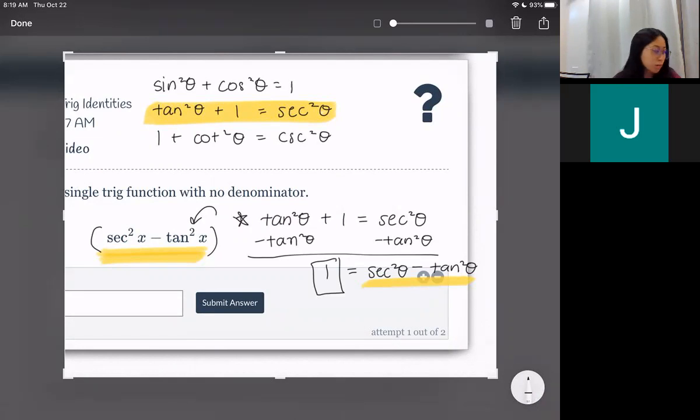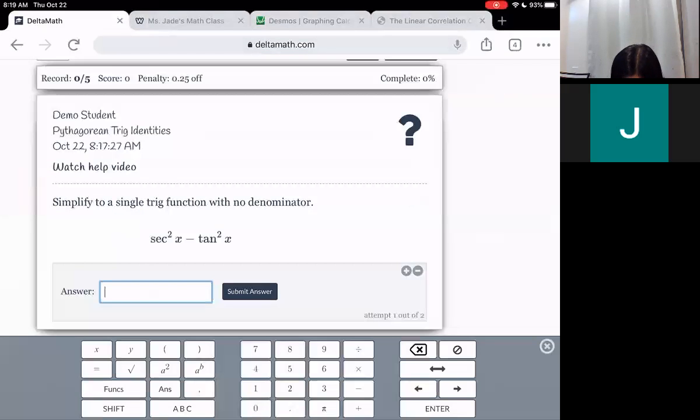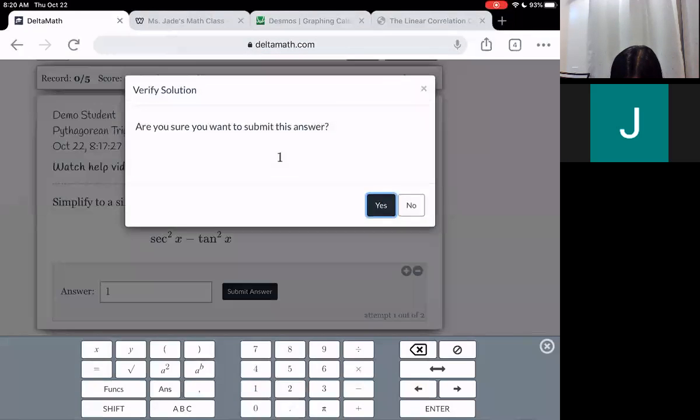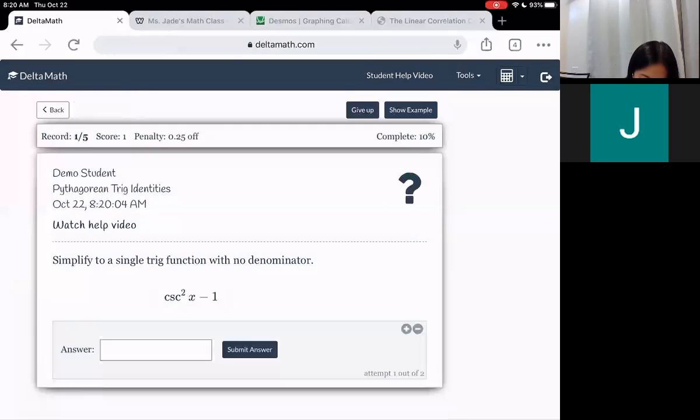Any questions? Okay, you can always interrupt me if you have a question. But in this case, our answer is 1. So I'm going to go enter that in now, since I don't see anybody saying anything. 1. All right, so let's go to the next problem.